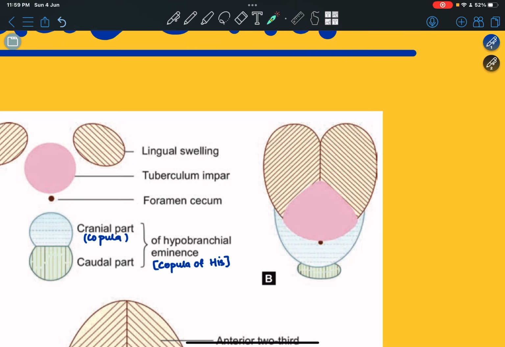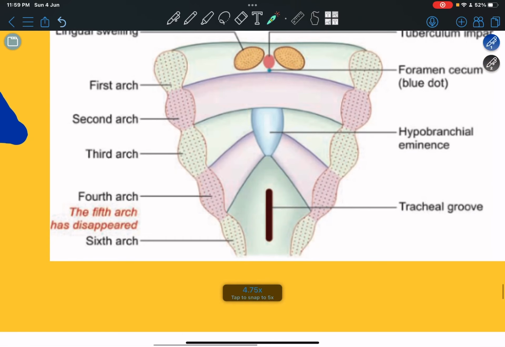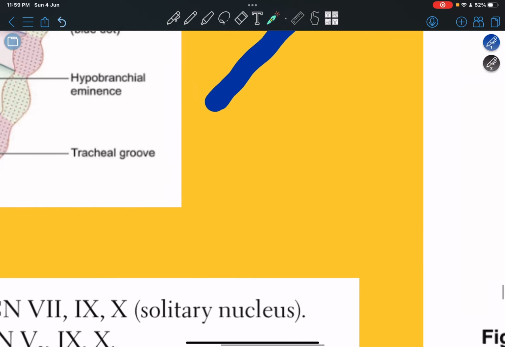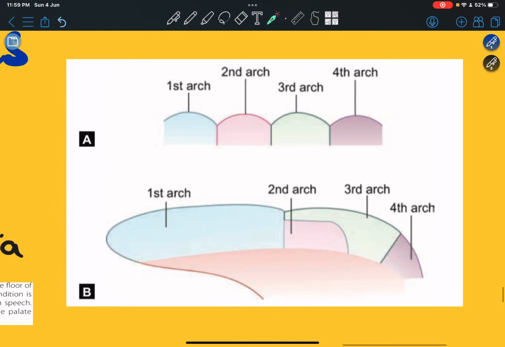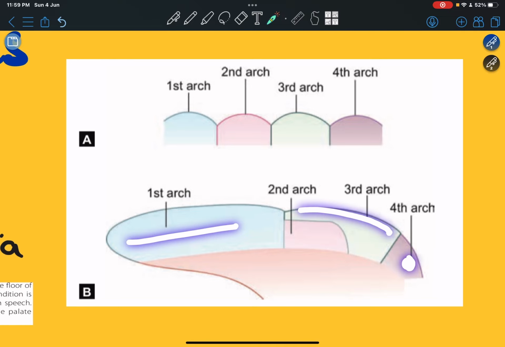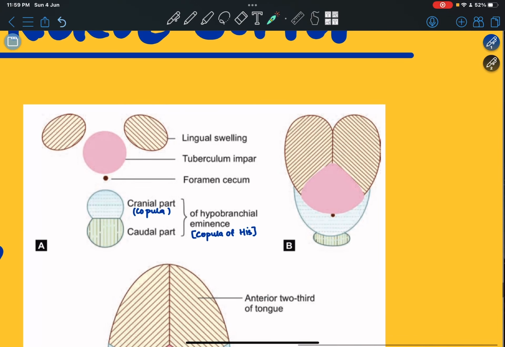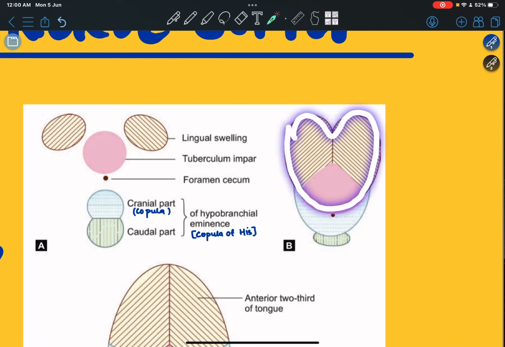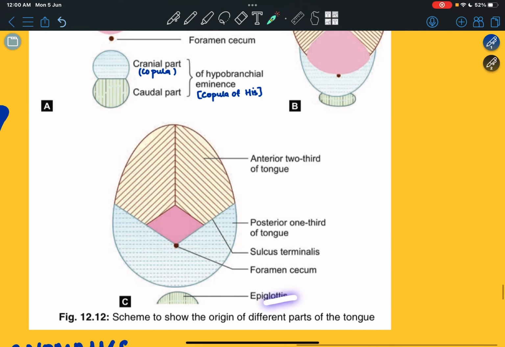Now where did the second arch go? The hypobranchial eminence was arising in the third arch. Where did the second arch go? So during the development of the tongue, first the arches are like this, then the third arch overgrows the second arch, and the second arch does not take part in the development of the tongue anymore. So you have your first arch, and the third arch, and the fourth arch. Alright. So here also you will see anterior 2/3 is by the first arch, then you see the posterior 1/3 by the third arch, and then eventually towards the end the fourth arch, and you can see the epiglottis.